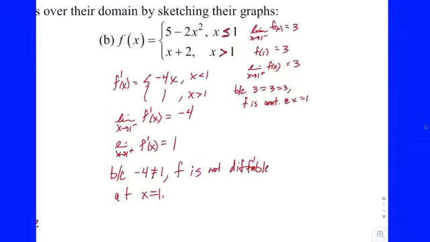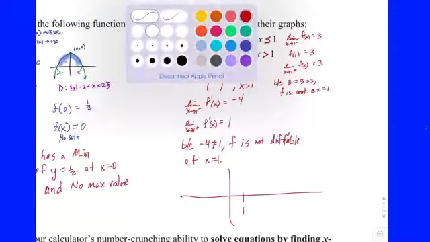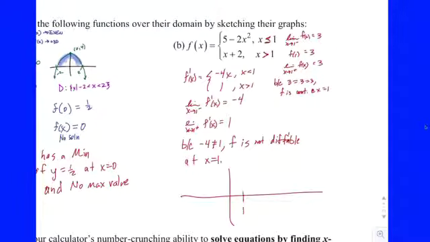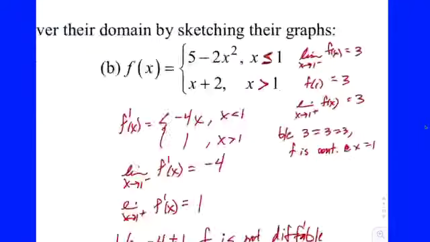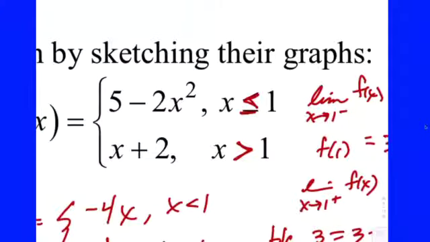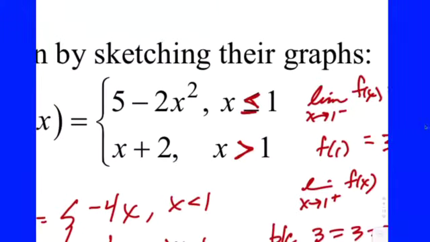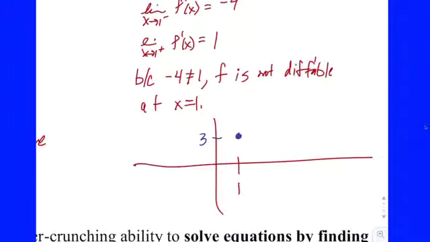But to sketch it, because we're looking for max or mins, the most interesting value of x is 1. And if we hadn't done it already, we would want to know the y values where one ends up and the other one starts. So by direct substitution, we came up with 3. And we put a solid dot there. So now to the left of 1, it's going to look like 5 minus 2x squared. That's a parabola that opens downward, right? And so the y-intercept should be 5. So it's going to look something like this. We'll call that 5, I guess.